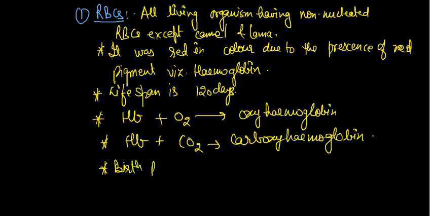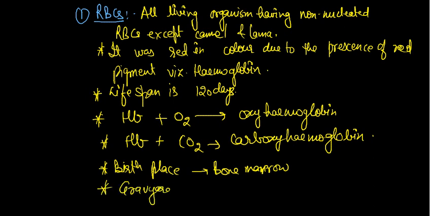Birthplace is bone marrow. Okay, graveyard is spleen. So these are some points about RBC. In the next slide we have to know about WBC. WBC is also important.